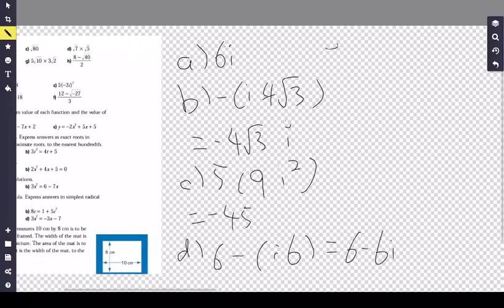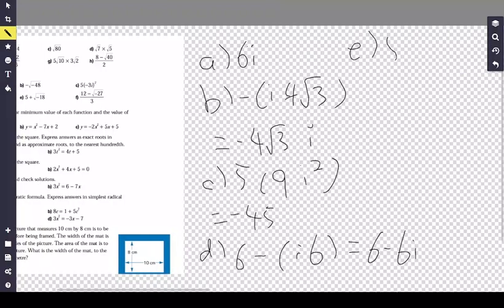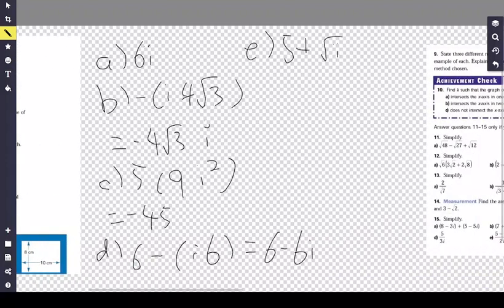Then E, we do 5 plus square root of negative 18, so we take out the i first. So now we have square root 18. How do we simplify that? That's going to be 3 root 2. So this is going to be 5 plus 3 root 2 i.